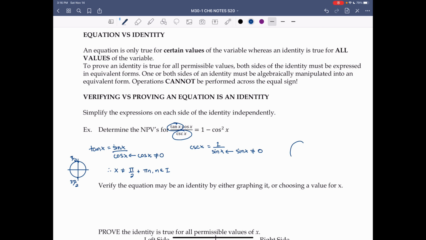When is sine x equal to 0? Sine is the y value on the unit circle. That equals 0 here at 0 or here at pi. So then we have that x can also not equal 0 plus pi n, where n is an element of the integers, or just pi n, where n is an element of the integers. So here we have the general statements for the NPVs for this question.